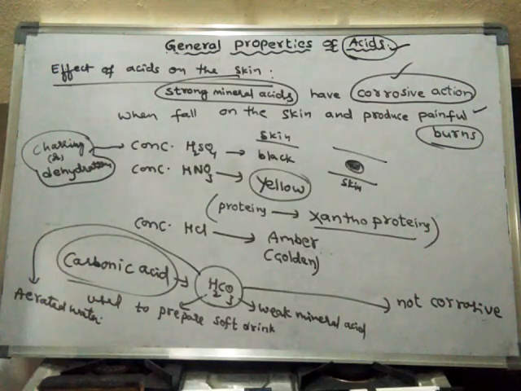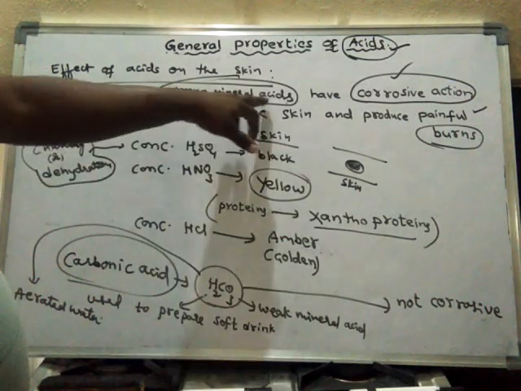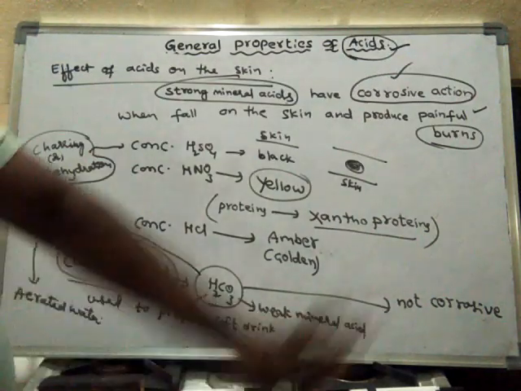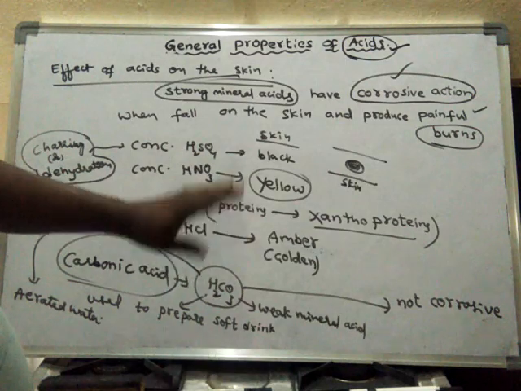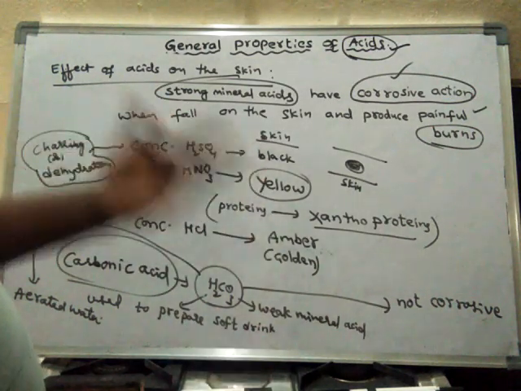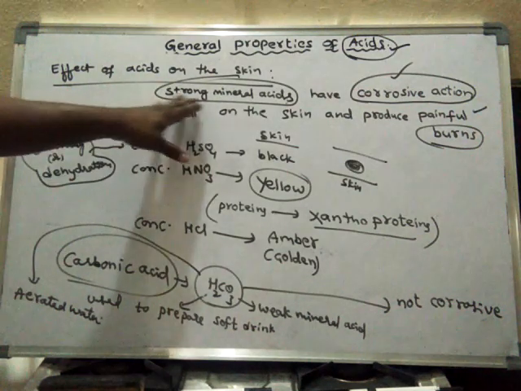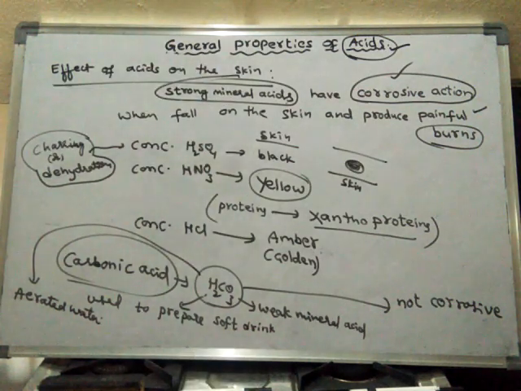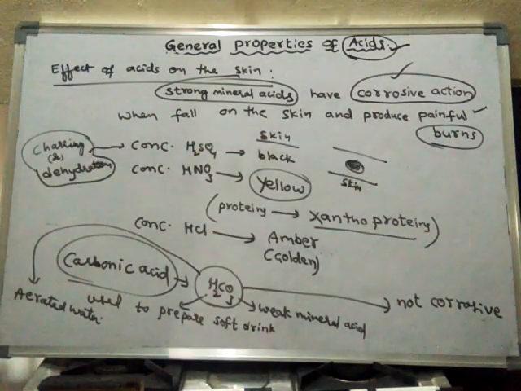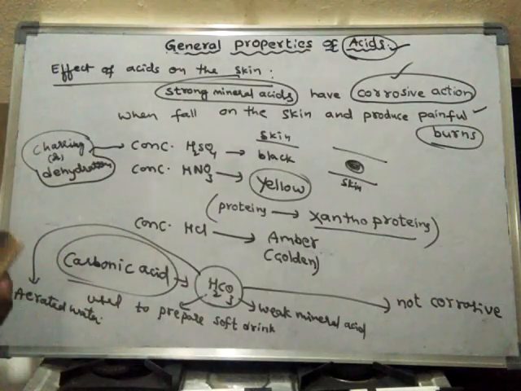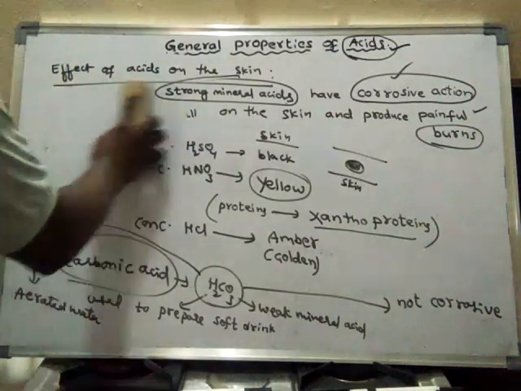So only strong mineral acids are corrosive. Weak mineral acids are not corrosive. We should not say that all mineral acids are corrosive, because some mineral acids are non-corrosive. They won't react with the skin and won't harm it. Only strong mineral acids harm the skin and produce painful burns. So this is the effect of acids on the skin.